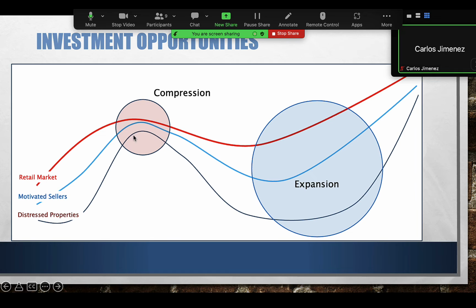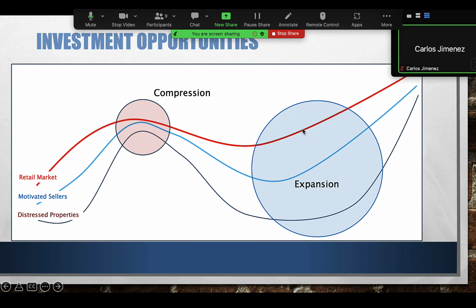So again, in a compressionary market in 2021, 2022, the distressed properties were selling almost 15 to 20% below retail, or not even, actually, in some cases, only about 10 to 15% below retail in comparison to the retail market. So again, if the retail market is $500,000, you might see a distressed property sell somewhere around $450,000, maybe $425,000, but it's not selling greatly. Not a massive difference between the two markets.